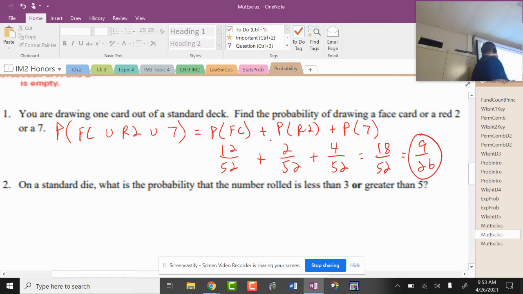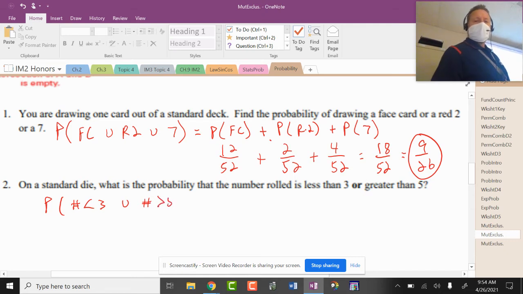All right, one standard die, probability of rolling less than 3 or greater than 5. Okay, let's write this down. Probability of a number less than 3. Get this done pretty efficiently so you can walk out of here with barely anything and hope you feel pretty good about the test on Friday. Less than 3 or a number greater than 5.